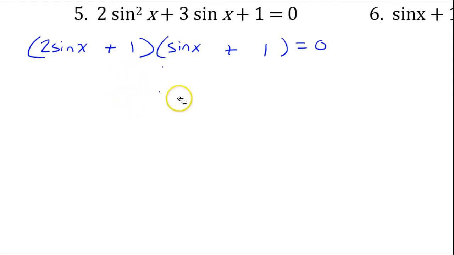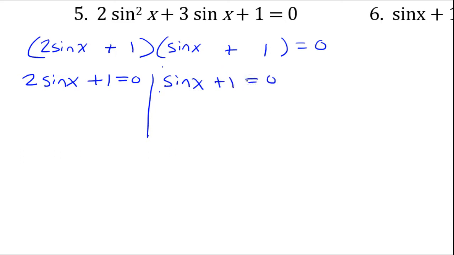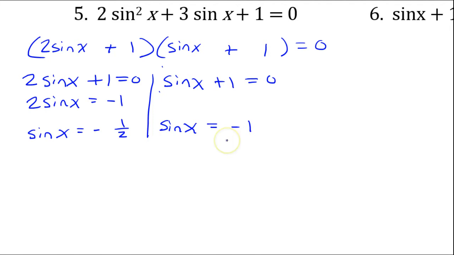So now that we have factored, we can find our solutions using the zero product property. In other words, set each factor equal to 0. So 2 sine x plus 1 equals 0. And also sine x plus 1 equals 0. Solving the left-hand side means subtracting 1 from both sides. So 2 sine x is equal to negative 1. Dividing by 2 gives us sine x equals negative 1/2. On this side, I'm subtracting 1, so sine x is equal to negative 1.